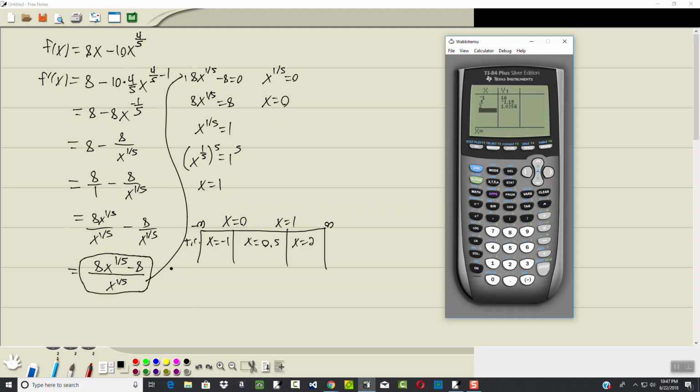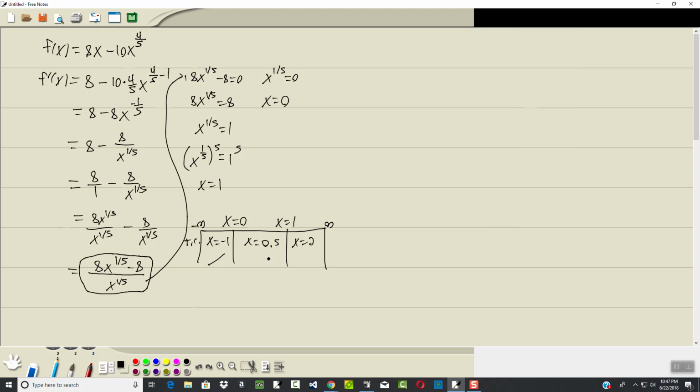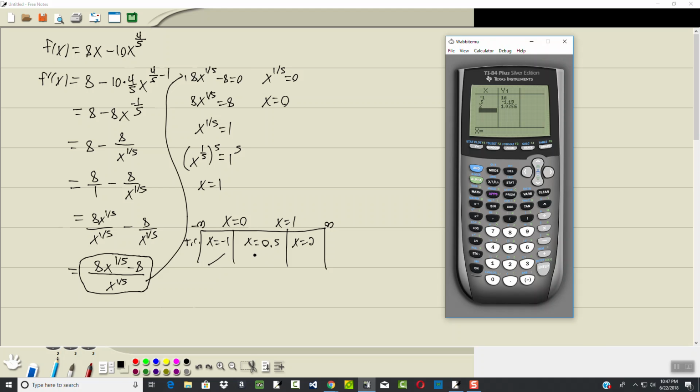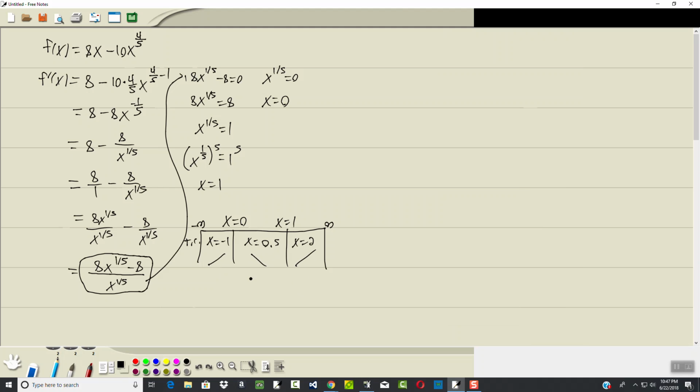So negative 1, 0.5, and 2. I got a positive 16, so that's increasing. This is a negative, so it's decreasing. And this next interval is positive, so it's increasing. You could write those out if that's what the question is asking for, the increasing and decreasing. This is increasing from negative infinity to 0, decreasing from 0 to 1, and increasing from 1 to positive infinity. Since it's increasing here and then decreasing, this will be a max. And since this is decreasing and then increasing, this is going to be a min.